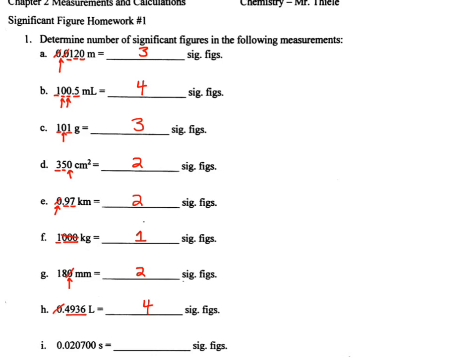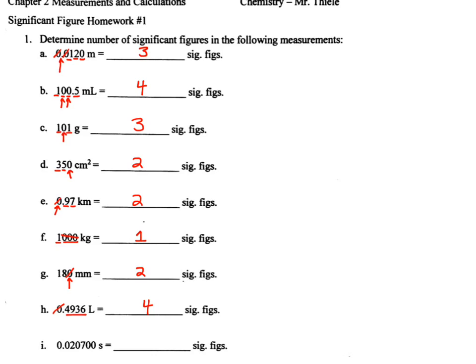Next, we have 0.020700 seconds. Once again, zeros at the beginning of a number before all non-zero digits are considered to be insignificant. All non-zero numbers are significant, so we have the 2 and the 7, those are significant. And the 0 in between them is also significant because it is between 2 non-zero digits. Now the question with this one really should be, what about the last 2 zeros at the end? Well, the rule for zeros at the end of a number is that if it is a whole number, the zeros are insignificant unless there is a decimal point that has been written in.